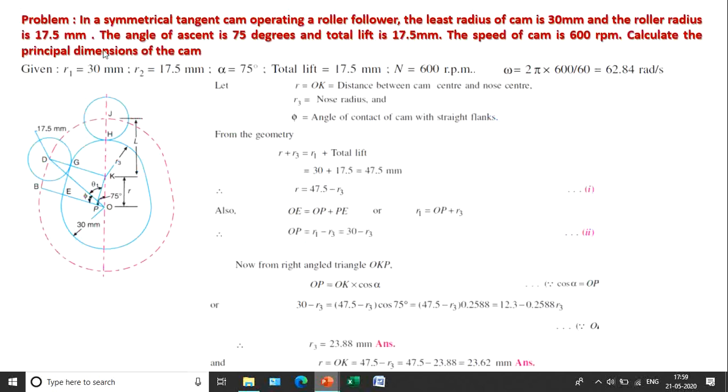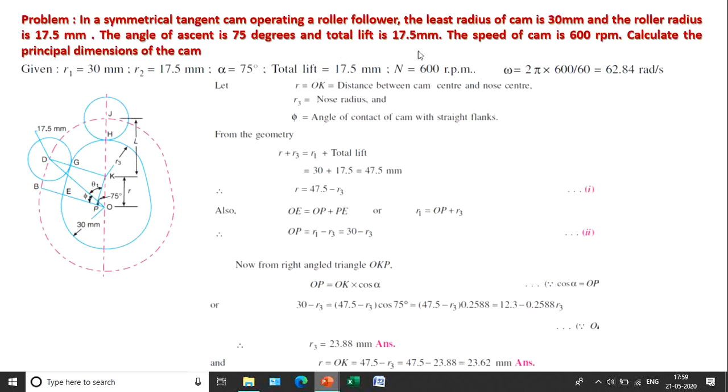Here is the problem. In a symmetrical tangent cam operating a roller follower, the least radius of the cam is 30 mm, that is the base circle radius, and the roller radius is 17.5 mm. The angle of ascent is 75 degrees. That is the angle turned by the cam for the full height rise. During the rise period, the angle of turning by the cam is the angle of ascent.